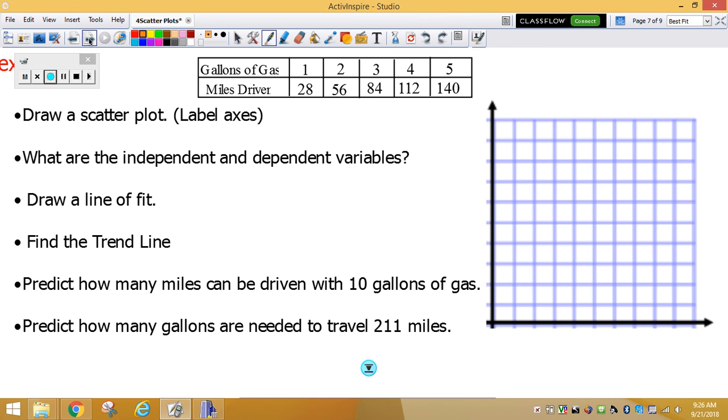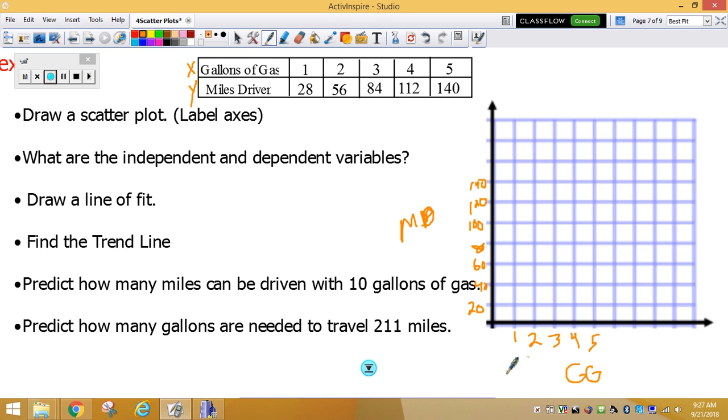Okay, now we're talking about gallons of gas and miles driven. So again, tables go X and Y. We're going to label this 1, 2, 3, 4, 5. I'm going to put gallons of gas. Did I say gallons of milk? I'm losing my mind. All right, and miles driven, I got to get up to 140. So I'm going to do 20, 40, 60, 80, 100, 120, 140, and miles driven. Oops, that's a D.